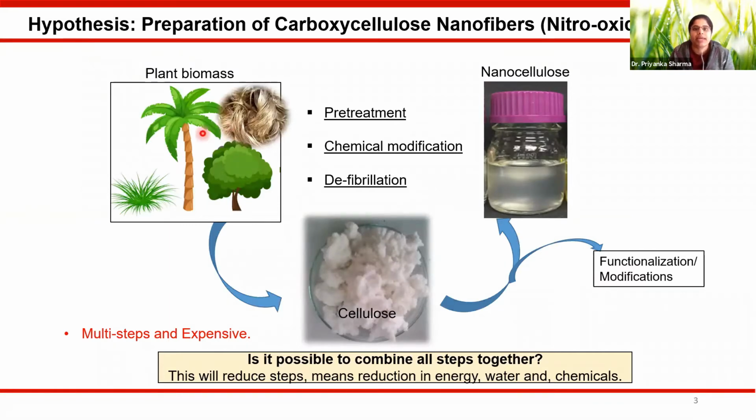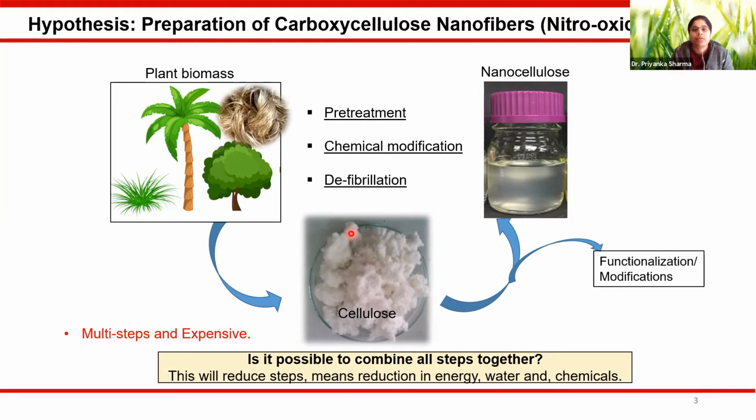We have developed the nitro oxidation process, where we can easily extract nanocellulose from untreated biomass. So what was the hypothesis behind this NOP process, the nitro oxidation process? When I checked everything, I was thinking that extracting cellulose from plant biomass needs multi-step processes, which include pre-treatment, chemical modification, and defibrillation. Because of these multiple steps, the whole process becomes expensive and non-sustainable.